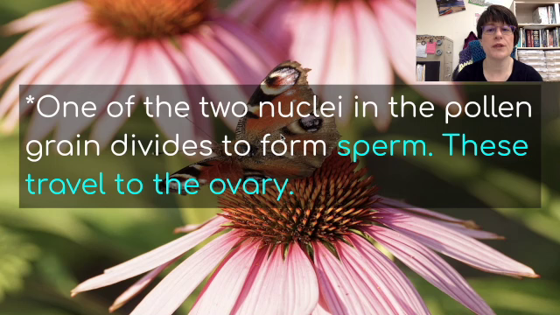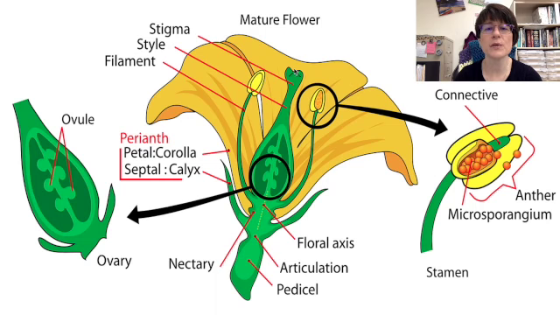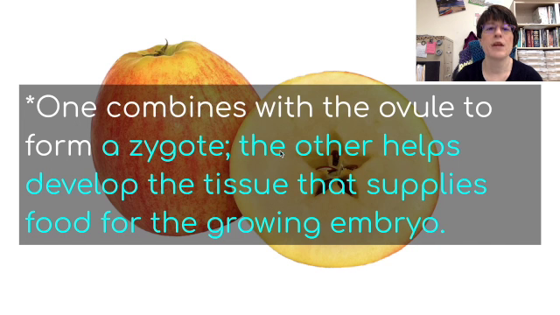One of the two nuclei in the pollen grain divides to form sperm. These travel to the ovary. So in this pollen grain, you'll have this reaction that goes on that produces a sperm cell, and that sperm cell will travel through the pollen tube down to the ovary. One combines with the ovule to form a zygote. The other helps develop the tissue that supplies food for the growing embryo.